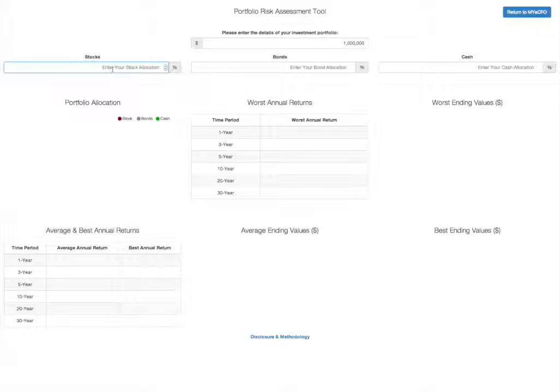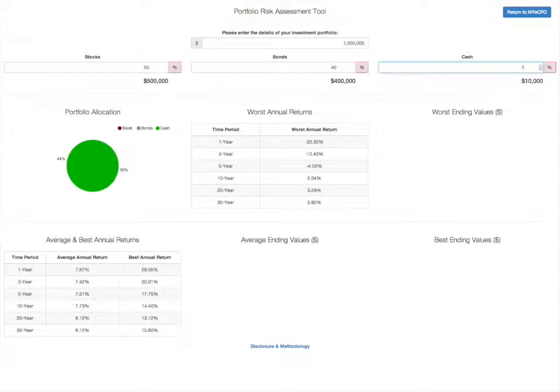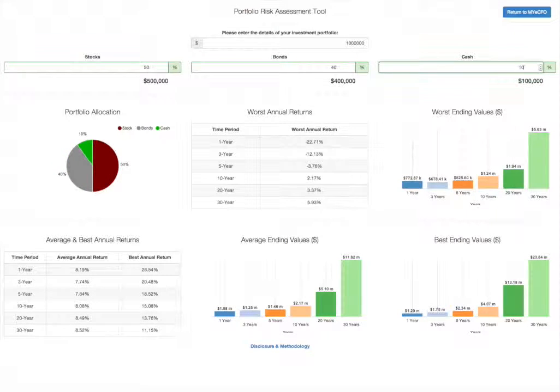So you can start playing around with, say, 50% stocks, 40% bonds, and 10% cash. Now, it's important that the three numbers that you enter add up to 100, and you will know that because these bars are lighted in green, so you're good to go there. At the bottom, it shows you the amount that you invested: 500,000 in stocks, 400,000 in bonds, and 10%, 100,000 in cash. And at the bottom are the results of this analysis.